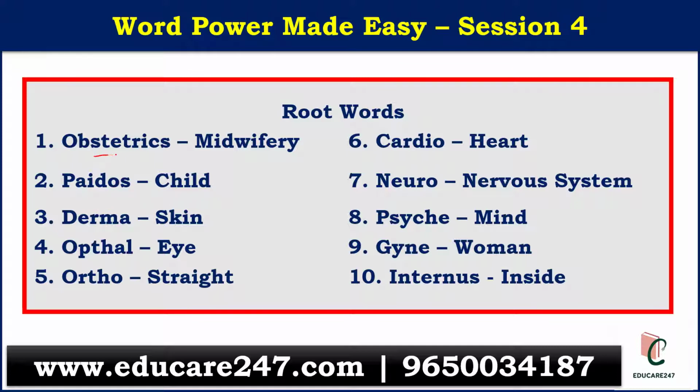So first is obstetrics, which means midwifery. So it's basically related to delivery of pregnant women. Next is pedios, which means child. Derma means skin. Ophthal means eye. Ortho means straight. Cardio means heart. Neuro means nervous system. Psych means mind. Gyne means woman. So this was already discussed in session 1 as well as session 3. Next is internus, which means inside.